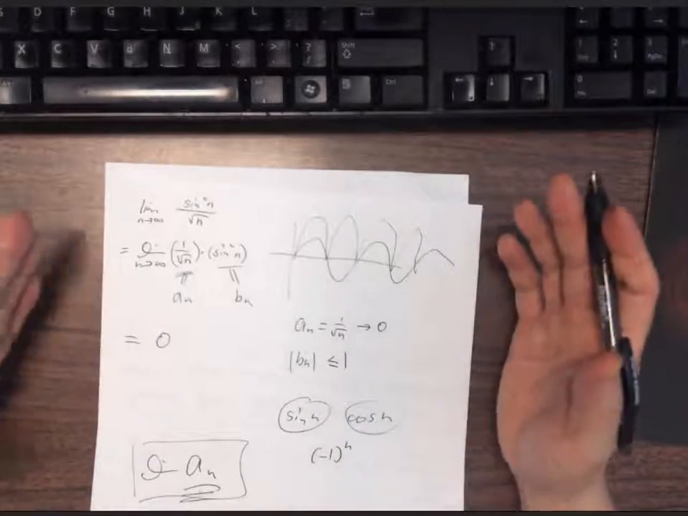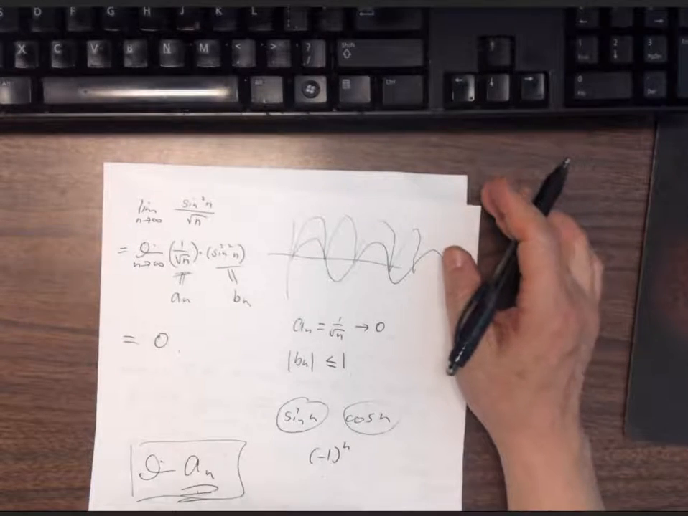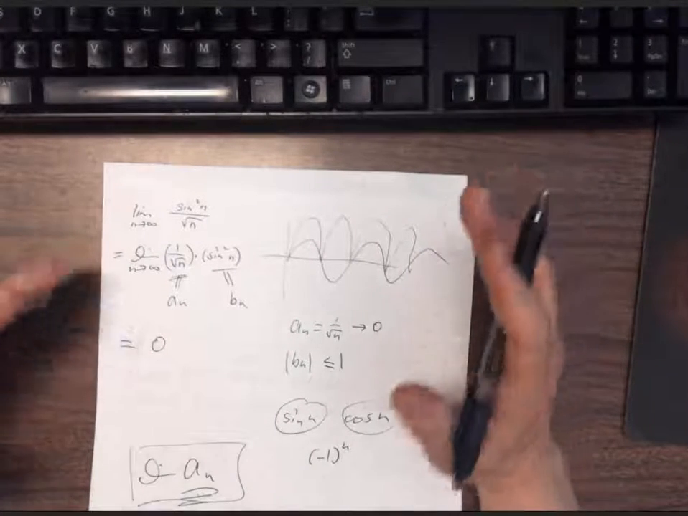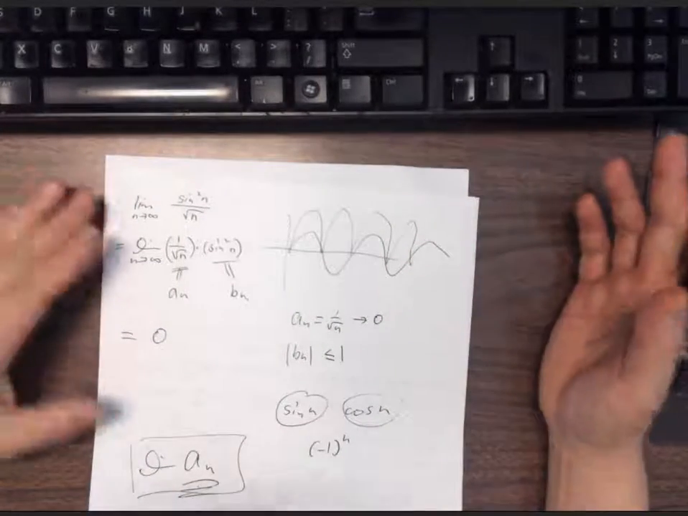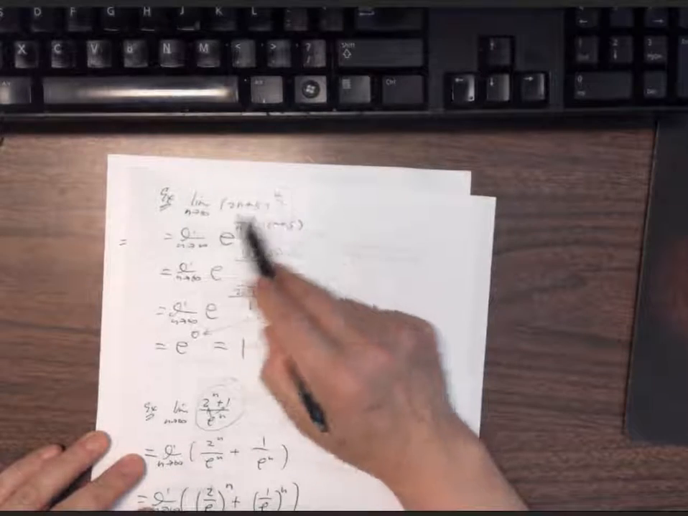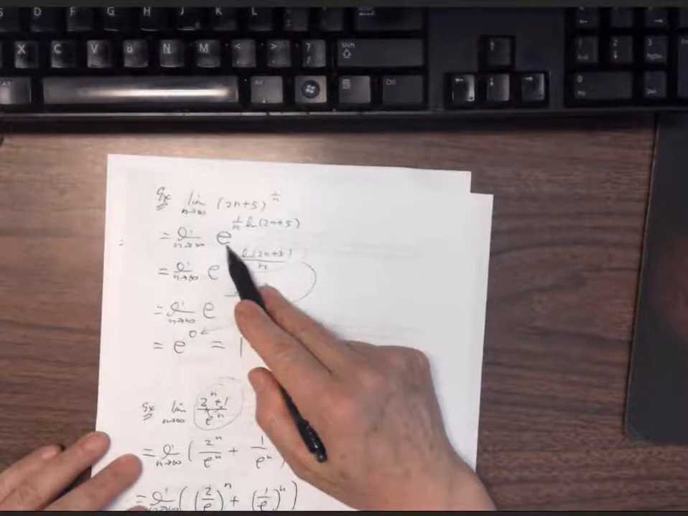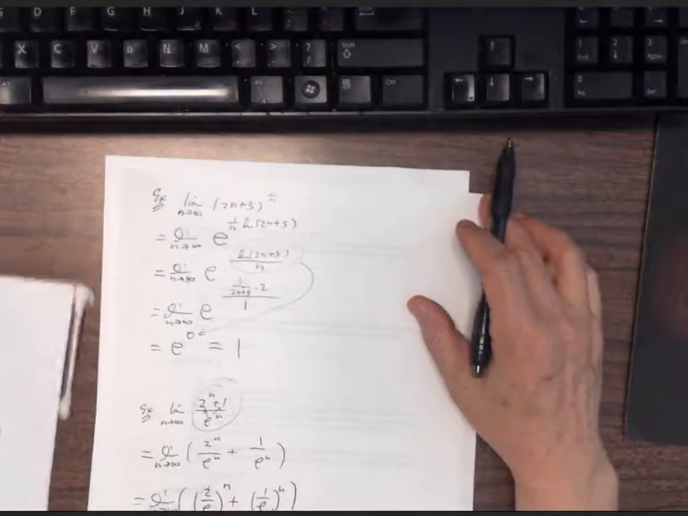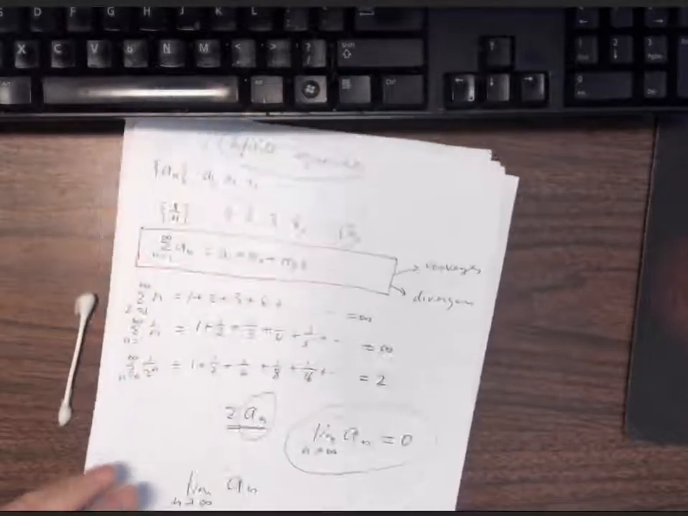Otherwise, we just treat it as an expression containing a continuous variable. Apply L'Hopital's rule. We compare order, drop low order terms, or if it's in exponential form, change base, this kind of thing. Alright, this is infinite sequence and the limit of infinite series.